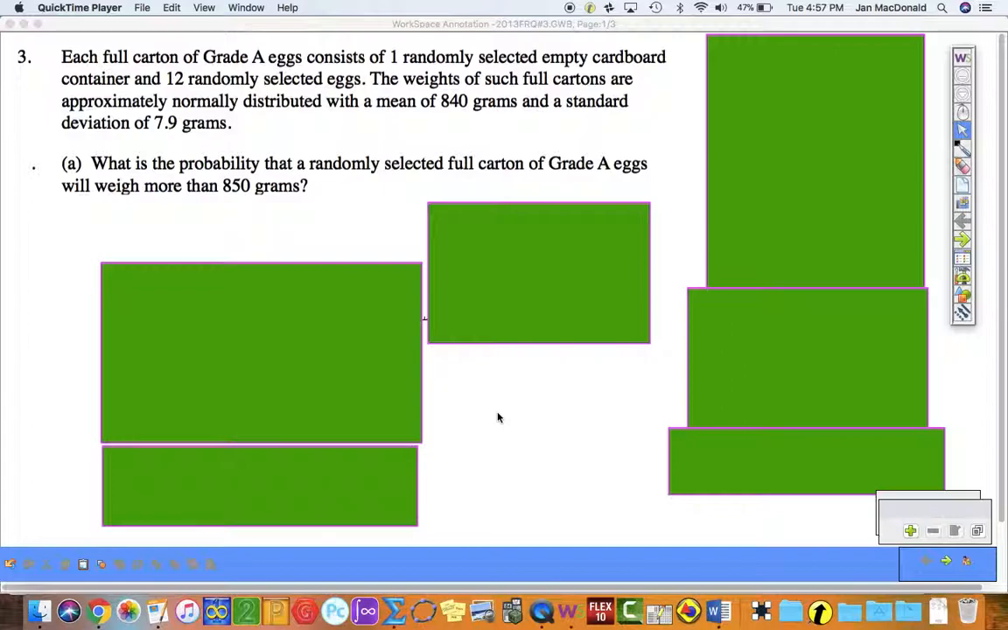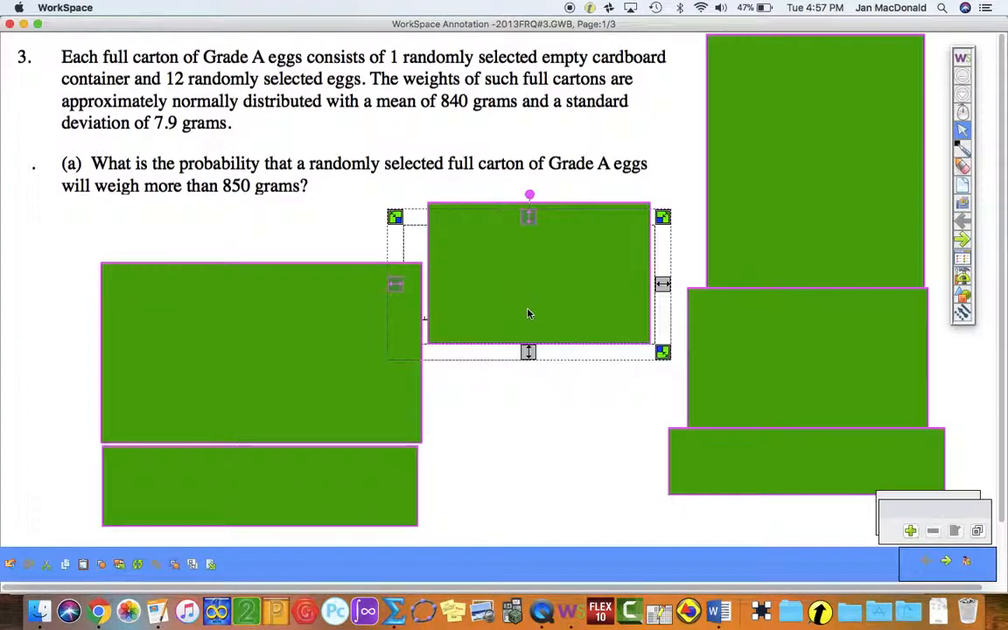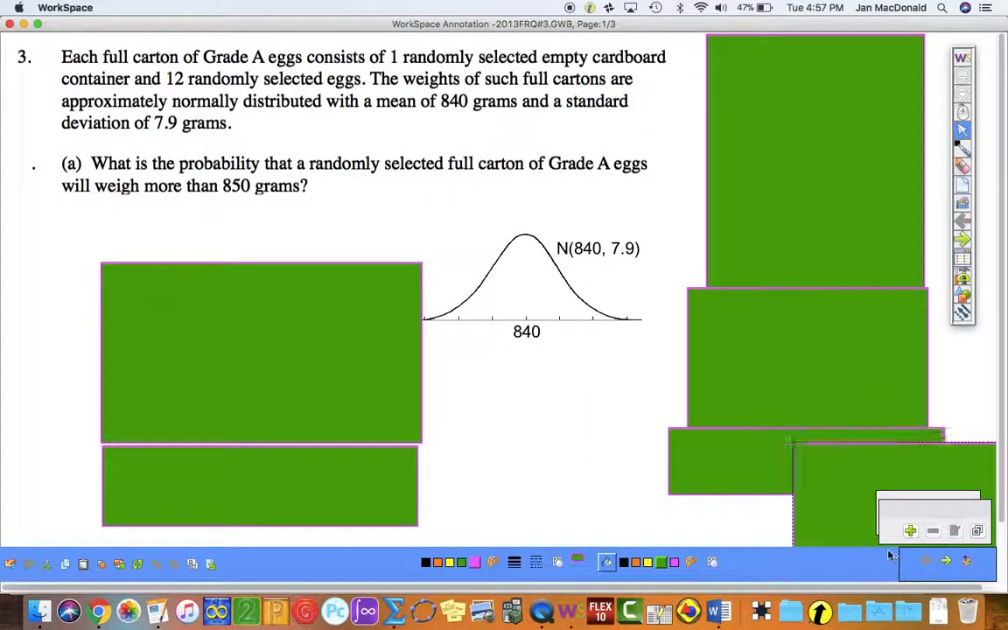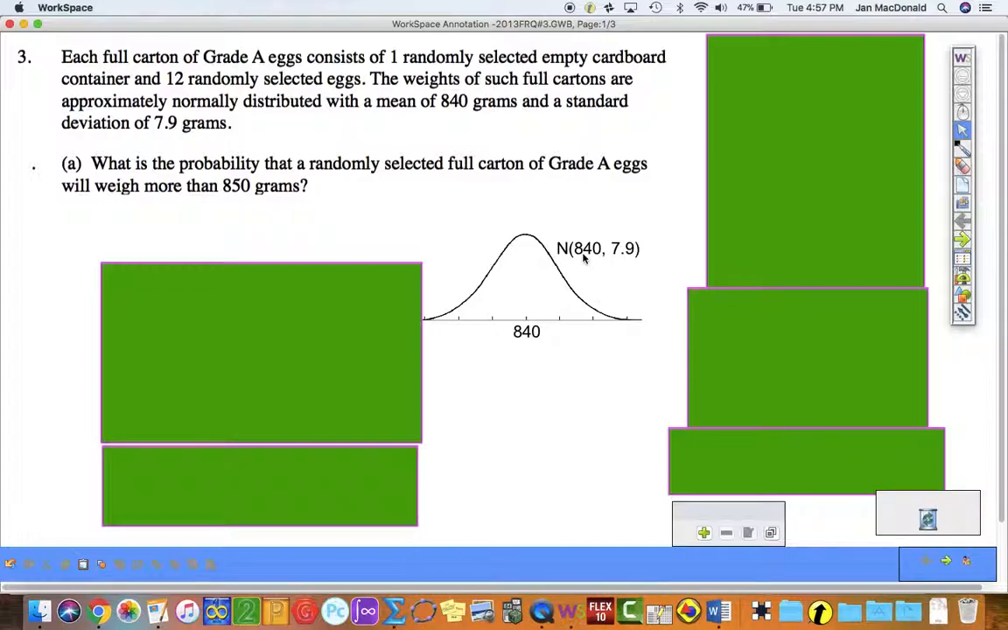When you read that prompt, hopefully the words normally distributed made you think normal model. I need to draw a normal model. So let's take a second and please draw a normal model for this distribution. So we have our normal model with a mean of 840 and a standard deviation of 7.9 grams. Okay, so this is what our normal model looks like.